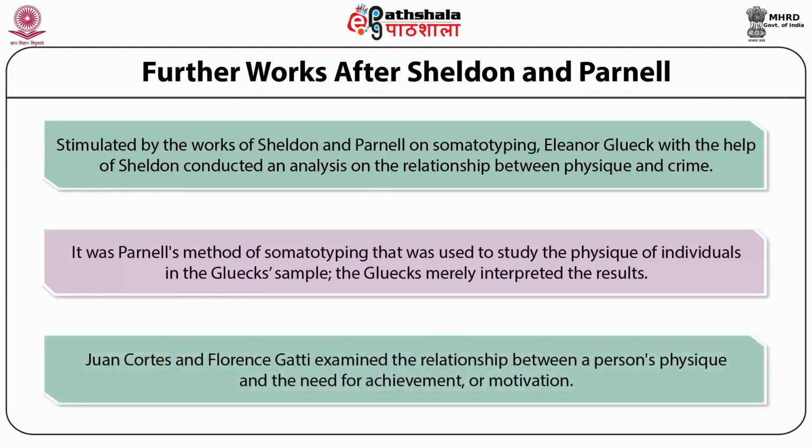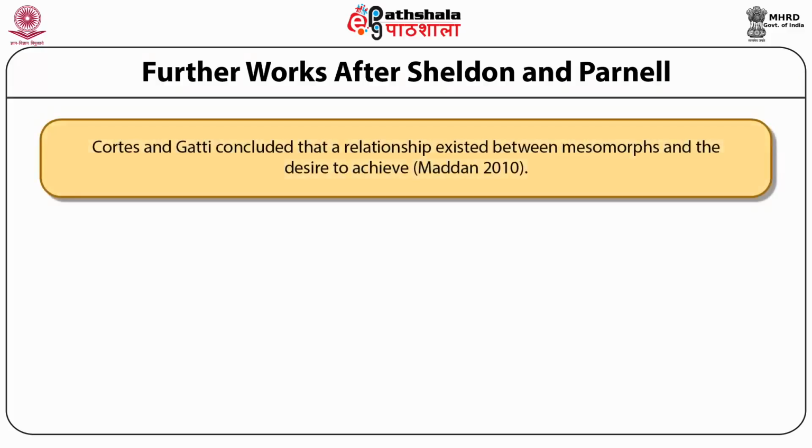Juan Cortes and Florence Gatti examined the relationship between a person's physique and the need for achievement or motivation. They examined 100 delinquent youths and a comparison group of 100 non-delinquents in a high school. In both groups, a significant and positive relationship was found between mesomorphy and motivation. They also found that a significant but negative relationship existed between ectomorphy and motivation. Cortes and Gatti concluded that a relationship existed between mesomorphs and the desire to achieve.